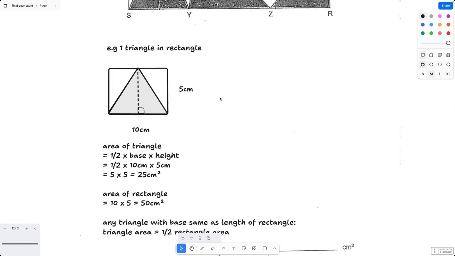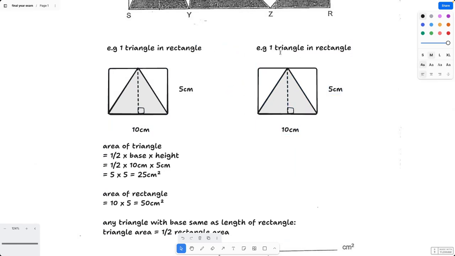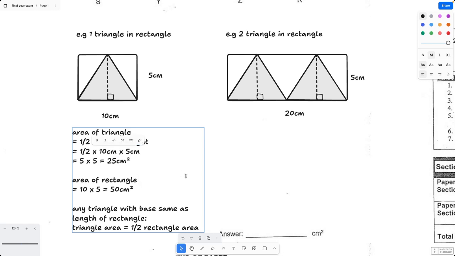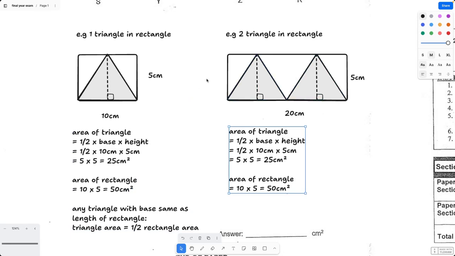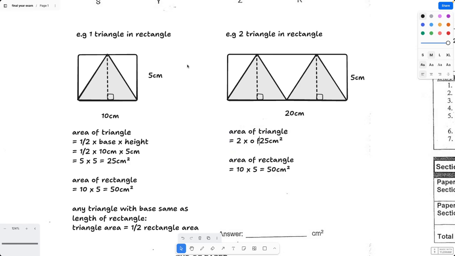Okay, so now what if we have another example, two triangles in the rectangle. I'm gonna draw this out. So another example of a triangle is 20 centimeters. Now, what do you do, right? It's actually twice of this. So the area of triangle, I'm just gonna copy this here. If you were to guess it, it's just two times example number one.